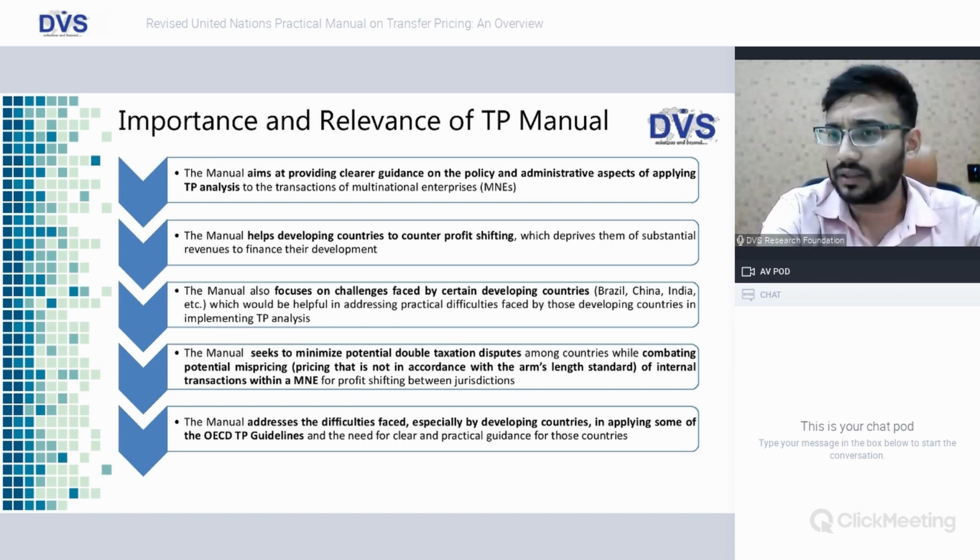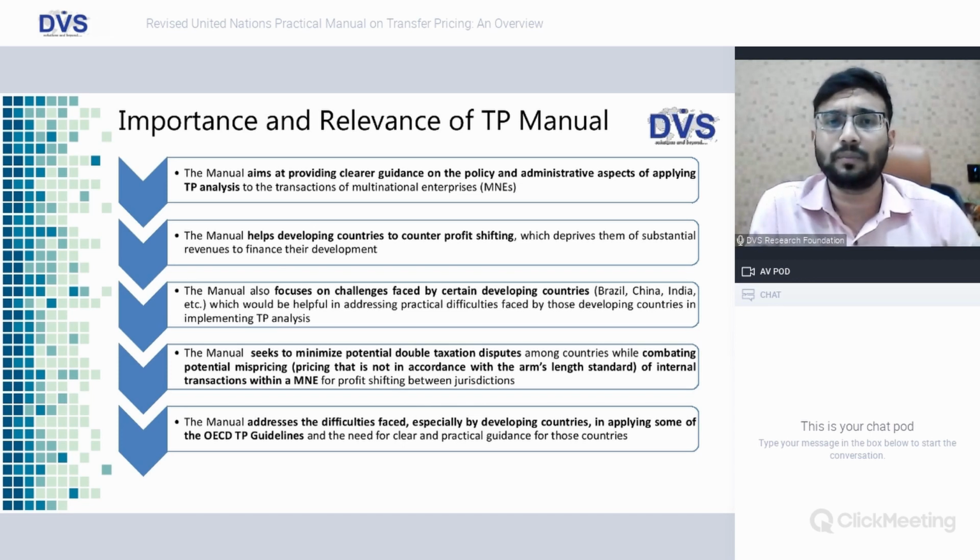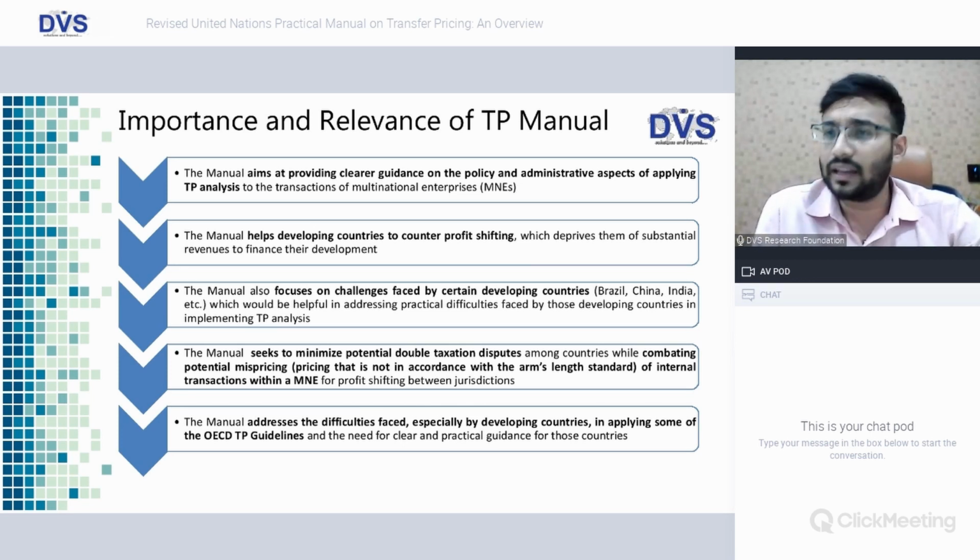What is the importance and relevance of this TP manual? As I said, this is specifically for developing countries like, say, Indonesia, India, for that matter, wherein we follow source based taxation, or we are importers of capital. So for us, in our economies or in our markets, how should TP or a transfer pricing study be conducted? What are the guidance or the parameters to be checked? This manual, to an extent, almost gives answers for all our queries relating to TP when we are doing it in a developing economy.